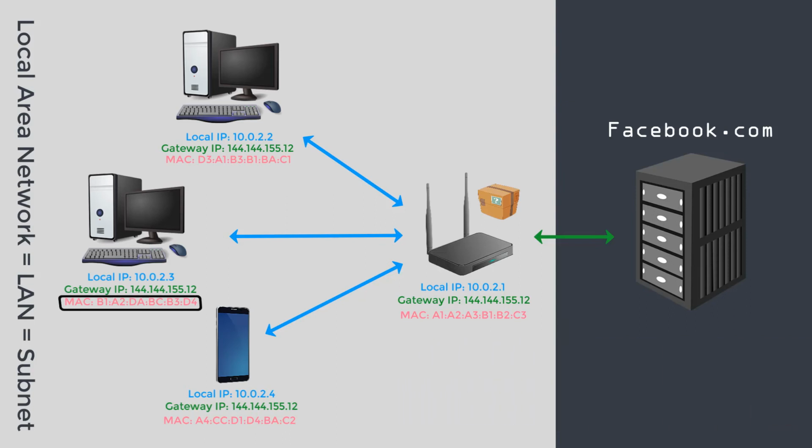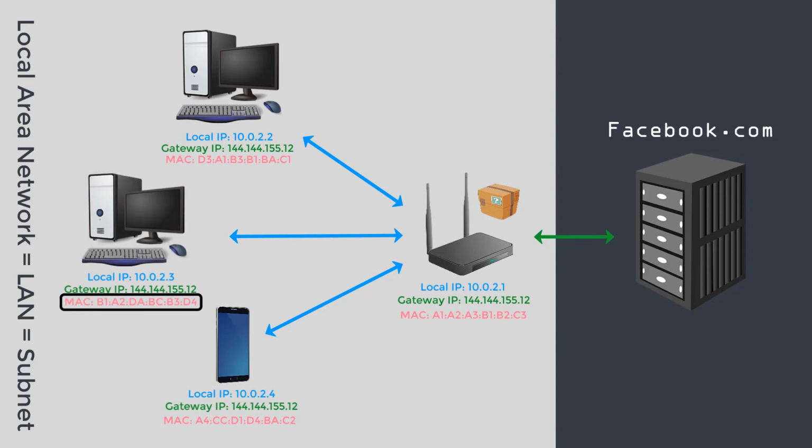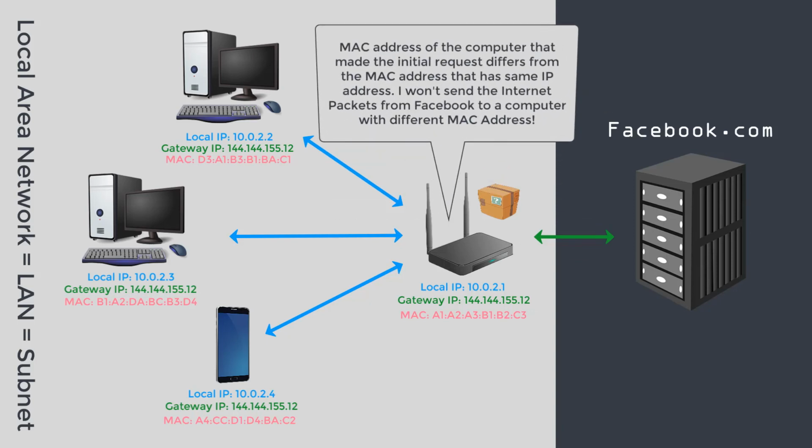Even with the same local IP address, the laptop that made the request and the newly connected desktop had different MAC addresses. The router quickly checked whether the MAC address of the computer that made the initial request matched the MAC address of the computer that has the same IP address. Since the MAC addresses were different, the router didn't redirect the internet packets intended for the laptop to the desktop computer.